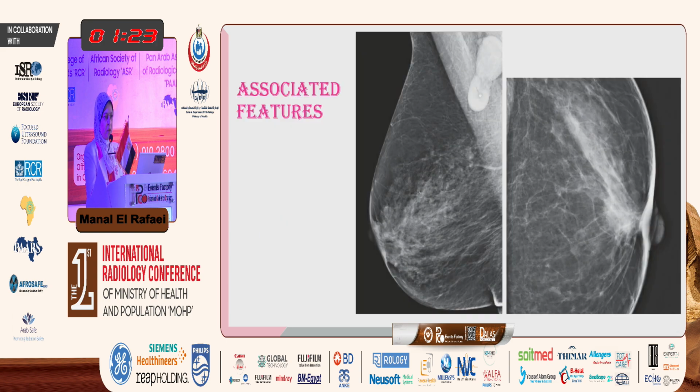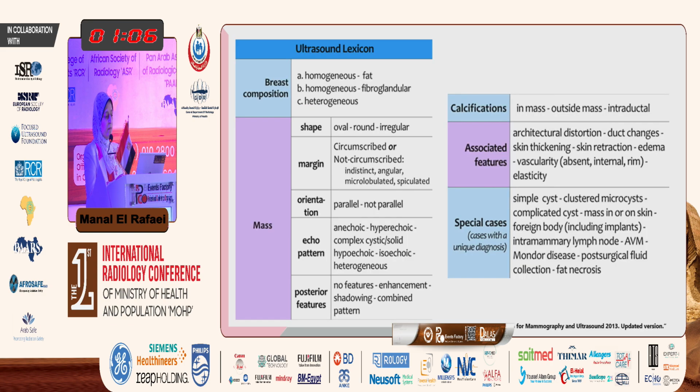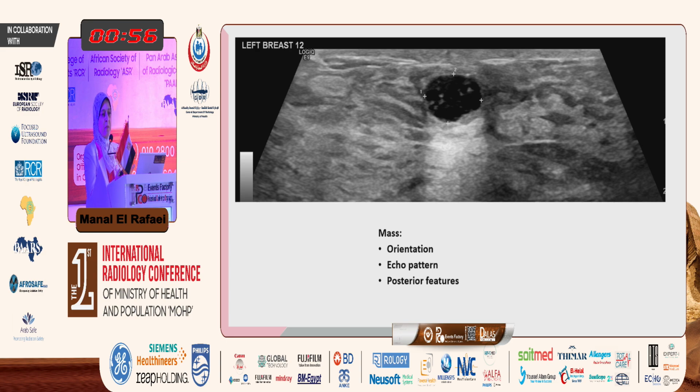Any associated features can help for proper diagnosis, like pathological adenopathy, skin thickening, nipple retraction. This makes the diagnosis of cancer more confident. So you have to learn to search for the associated features. The ultrasound lexicon is more or less the same as the mammography lexicon, with some differences. Mainly on the ultrasound, in describing a mass, we have to go for the orientation, echo pattern, and posterior features, because this makes the difference between a benign and a malignant.